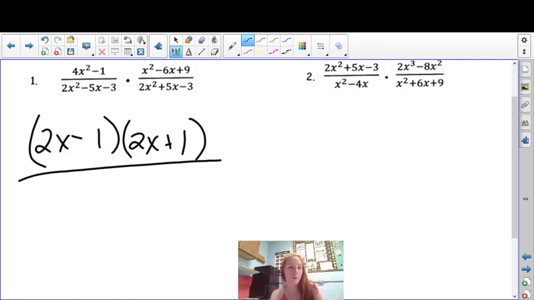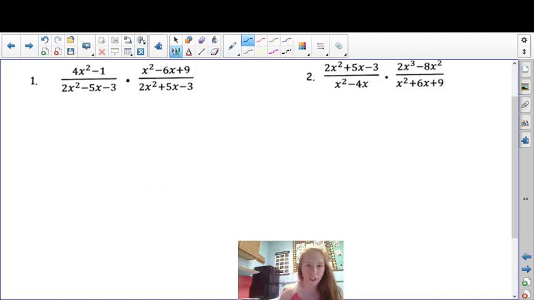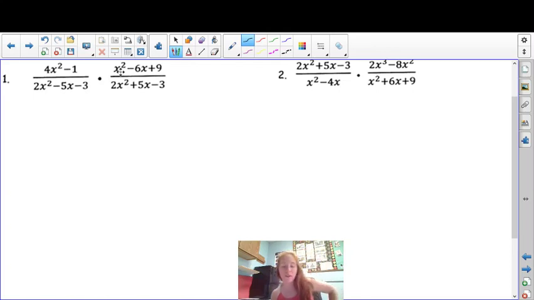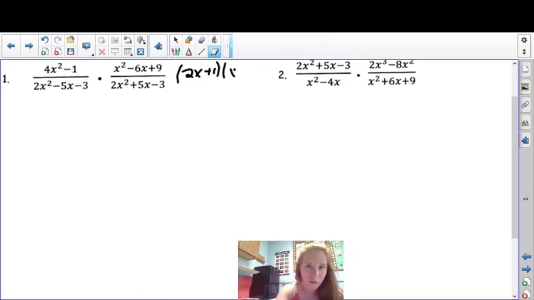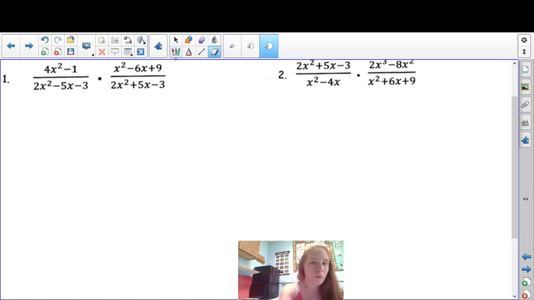The denominator is a little bit trickier because it has to be factored using the T method. So I had that 2x plus 1 and 2x. I'm going to have to put it down here.